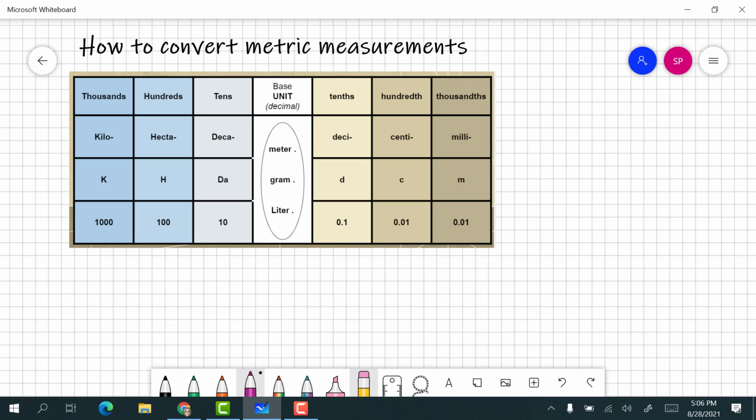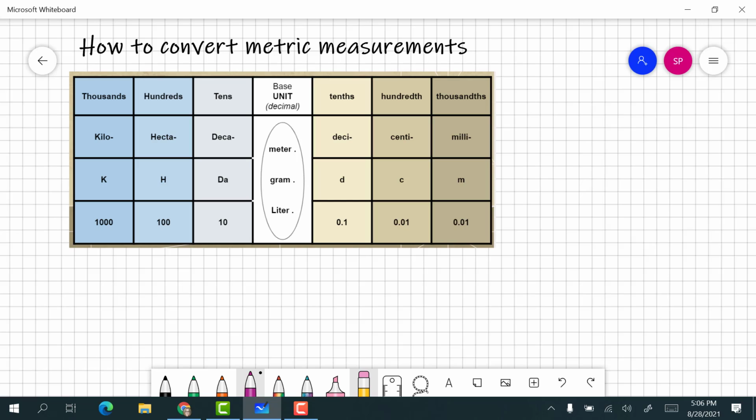Hey everyone, let me show you guys how to convert from one metric measurement to another one. It's actually very easy, and I have to admit it's way easier than using the standard imperial system that is currently being used by the US. So let's take a look.